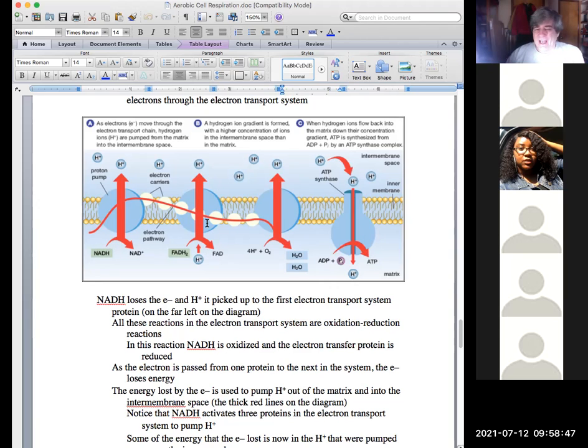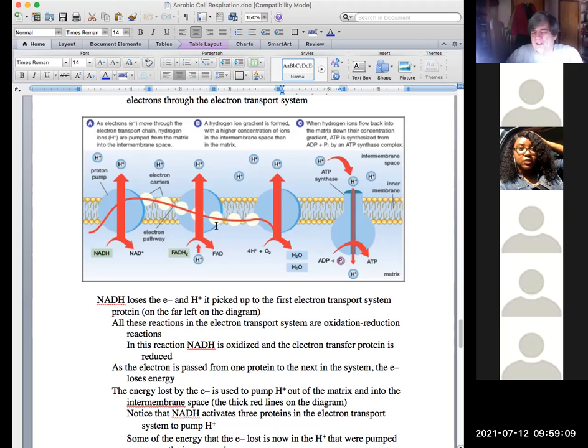Now, NADH activated 3 pumps. So when the hydrogens from NADH come back into the matrix, the cell makes 3 ATP. So you could almost think of this like a currency exchange. 1 NADH is worth 3 ATP to the cell.